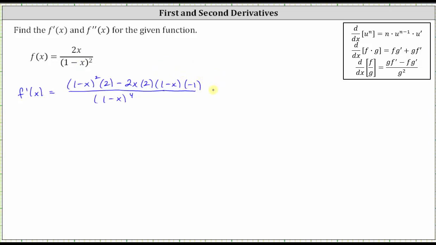And now we need to simplify. Notice how the two products in the numerator have a common factor of 1 minus x. Here we have 2 factors of 1 minus x, and here we have 1 factor of 1 minus x. So let's go ahead and factor out 1 factor of the quantity 1 minus x from both products. For the first product, it leaves us with 1 factor of 1 minus x times 2. In the second product, we're factoring out the 1 minus x, which leaves us with minus 2x times 2 times negative 1, which is negative 4x, and minus negative 4x is equivalent to plus 4x.